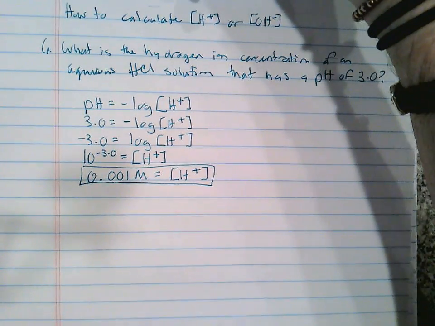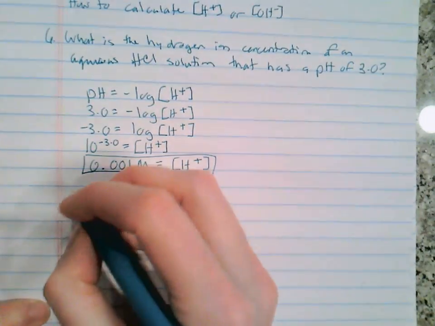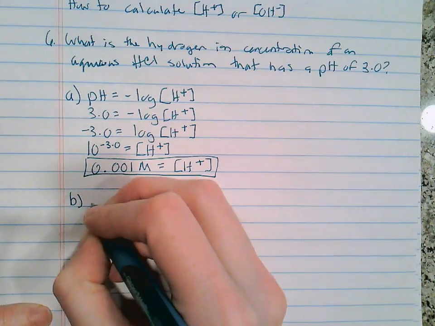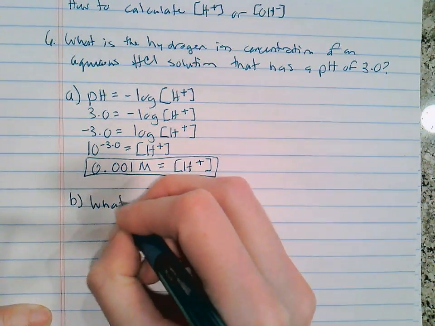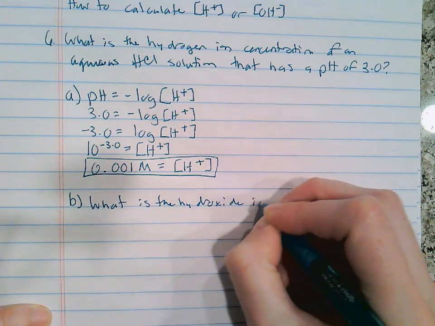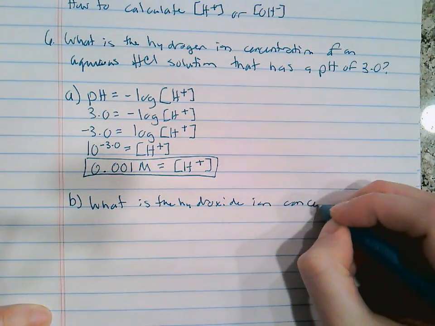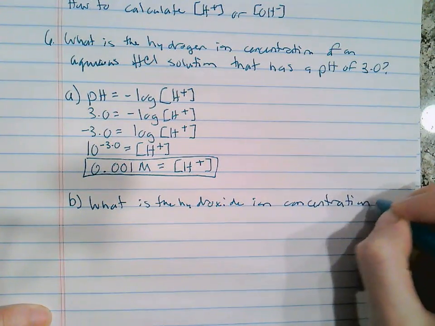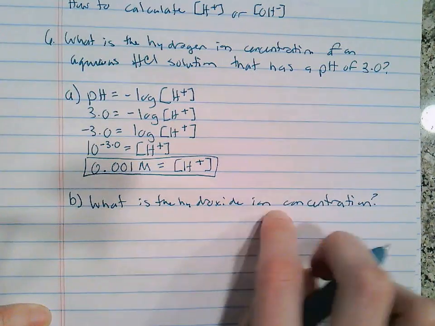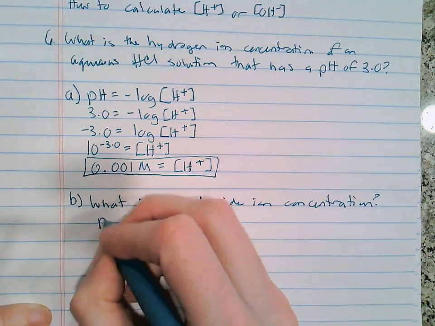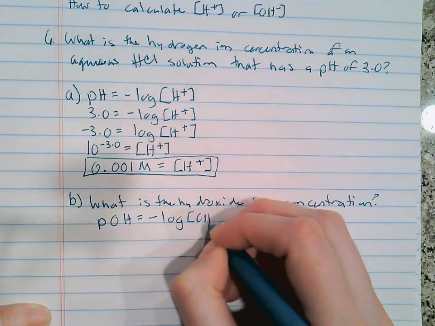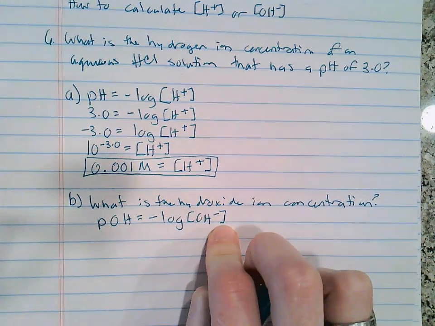All right, what if they ask, same question, let's say this is part A, part B. What if they ask, what is the hydroxide ion concentration of the same solution? So here, if we're looking for the hydroxide ion concentration, we would need to use pOH equals negative the log of hydroxide ion concentration.